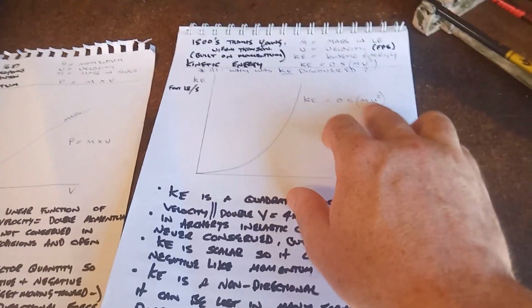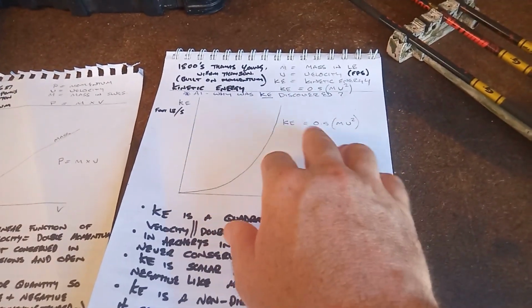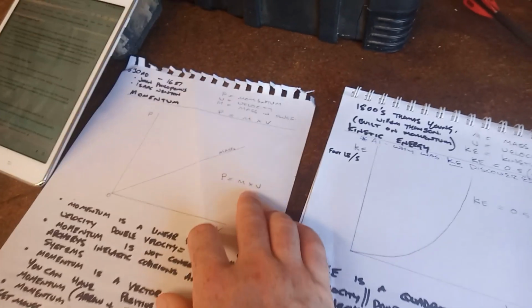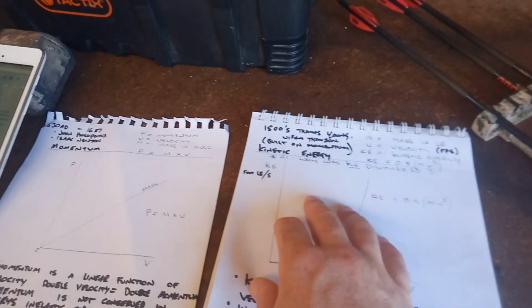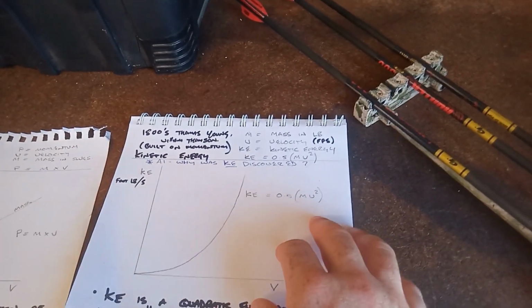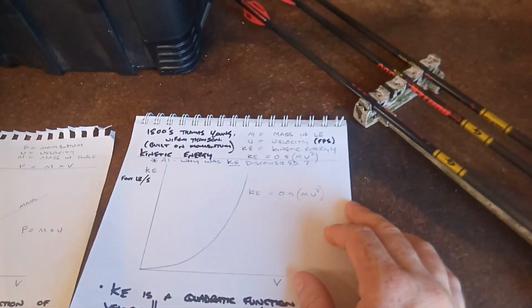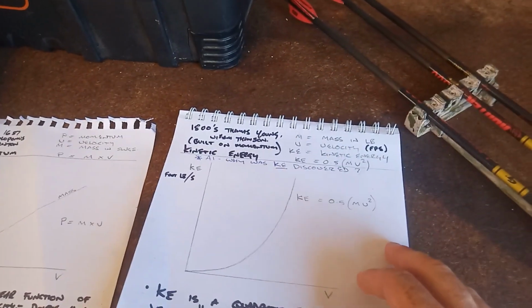Does that make sense? So if you're changing mass and velocity here to get a kinetic energy result, you would also be getting a different momentum result over here as well. It's just that the modern science, the use of kinetic energy, better describes the effects downrange of our archery equipment than the science of momentum did.